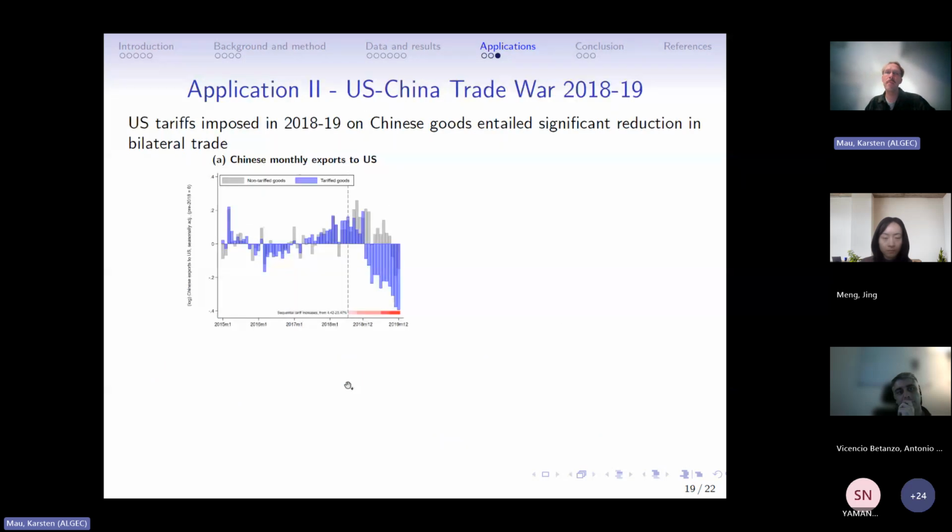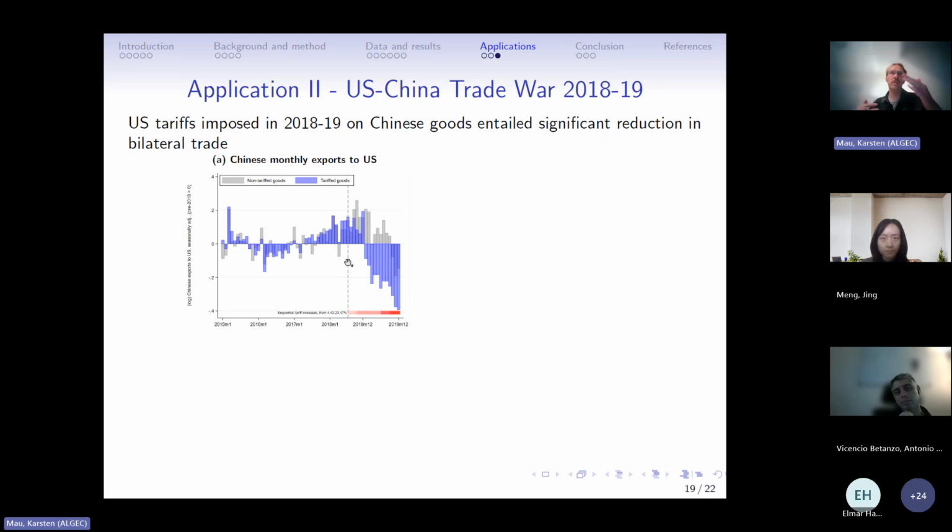I think I will skip it now to very quickly go to the other application. Here we are looking at the US-China trade war, where we can see that a bunch of products were facing dramatic increases in US tariffs on Chinese goods. So it was very much harder for China to sell those products to the US. And this escalated and became most visible in 2019, where you can see that the blue bars are clearly turning negative compared to the previous trend. And the gray ones are the ones that were not tariffed or not exposed to tariffs.